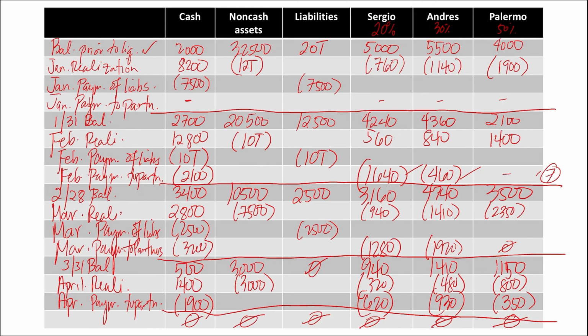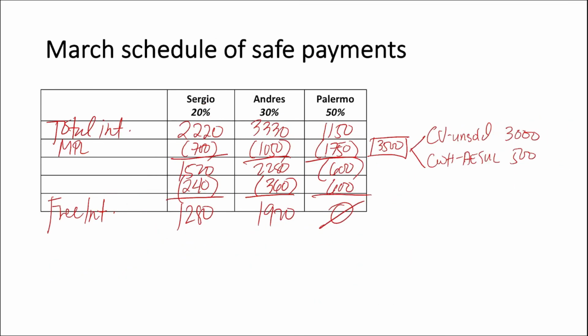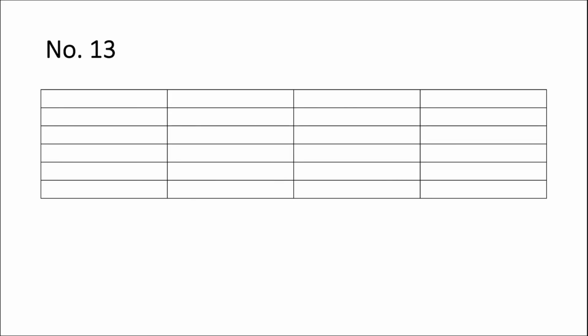Buhay pa? Okay. Sagutan na natin. Number 12. How much cash did each partner receive during April? O, sagot natin. 620 for Sergio, 930 for Andres, 350 for Palermo. Nasundan ako. Okay na? Alright. Yung 13. How much cash in total did each partner receive during the course of liquidation? So, for number 13, ito lang ang gagawin natin. Isa-summarize lang natin lahat. From January to April.